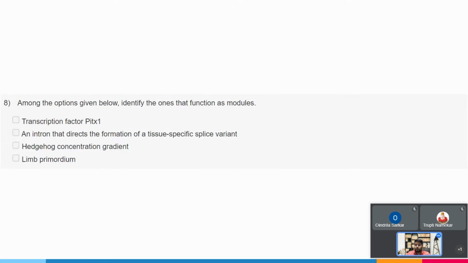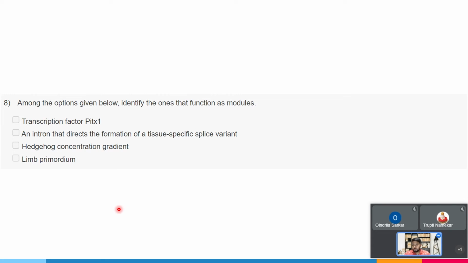Okay, so let's move on to the next one. We now move directly into EvoDevo or evolutionary developmental biology. We have our discussion about the early embryo development done. We'll now move into the next topic, which is EvoDevo.